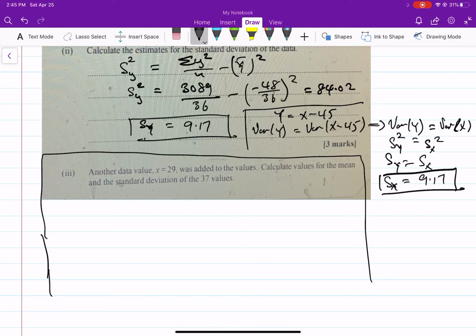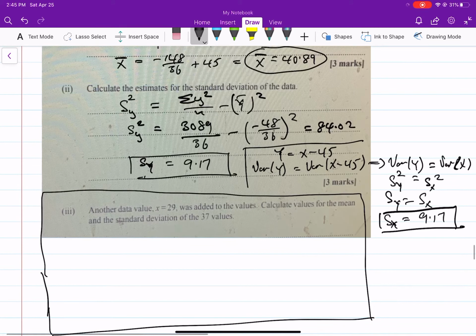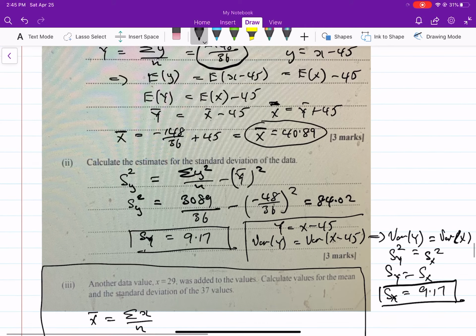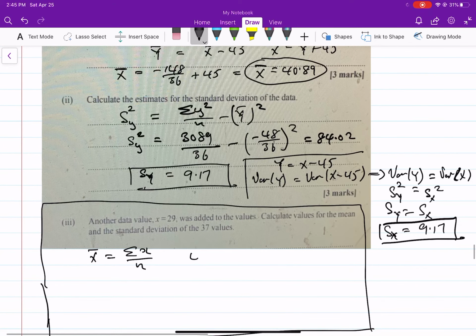The last part here deals with what it's asking for: another data value x equal to 29 was added. Calculate the values of the mean and standard deviation of the 37 values. Okay, no problem. Because if another data value is added, now we have 37 data values to deal with. The old x bar was given by sigma x upon n. We know x bar because we just calculated it, 40.89. Remember, they didn't give us sigma x, they gave us sigma y, which is sigma x minus 45.